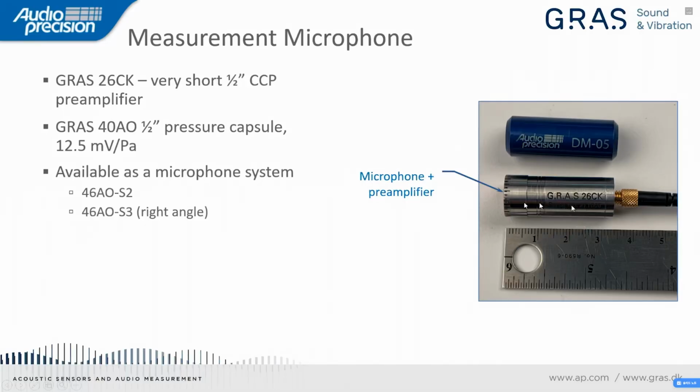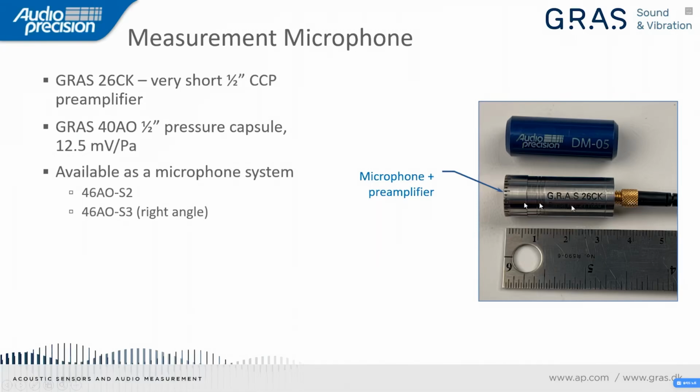This is the dummy microphone that we sell, and as you can see, that's about the same size and the same volume as the microphone and preamplifier combined. We'll talk about that in an upcoming slide. And now what I'm showing here is the 26CK preamplifier and the 40AO capsule purchased as separate components.